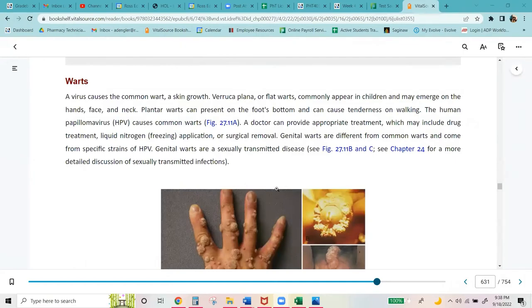Warts are a virus and they are a skin growth. Verruca plana or flat warts commonly appear in children and may emerge on the hands, face, and neck. Plantar warts can present on the foot's bottom and can cause tenderness on walking. The human papillomavirus, HPV, causes common warts. A doctor can provide treatment, which may include drug treatment, liquid nitrogen freezing, or surgical removal. Genital warts are different from common warts and come from specific strains of HPV. Genital warts are a sexually transmitted disease.